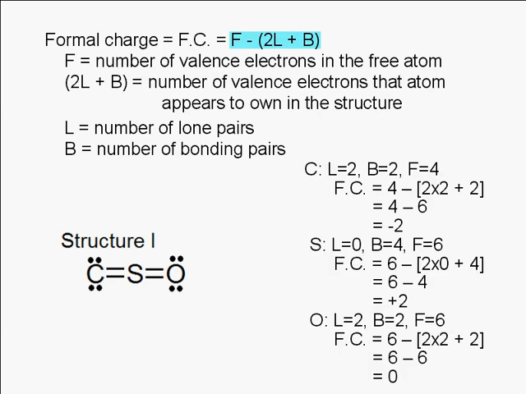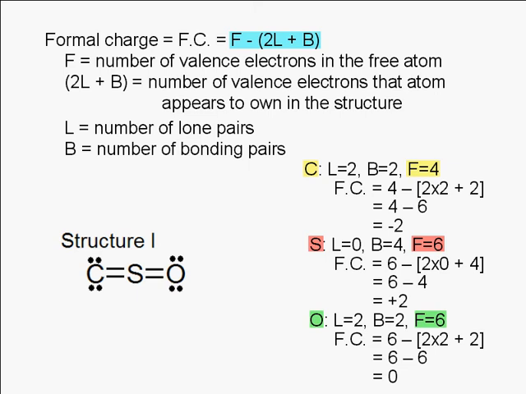For example, a carbon atom belongs to group 4A. Therefore, a free, isolated carbon atom has 4 valence electrons. Sulfur and oxygen, on the other hand, belong to group 6A. An isolated oxygen atom or sulfur atom will have 6 valence electrons.